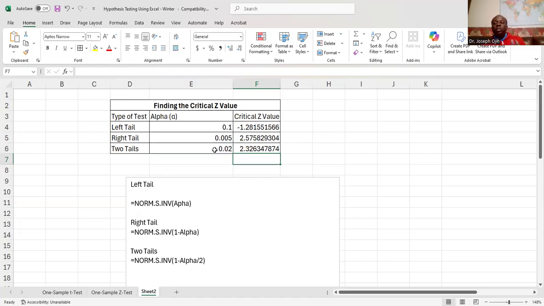So why would we need the critical value? When testing a hypothesis, if your answer is equal to or greater than the critical value, you reject the null hypothesis. Otherwise, you don't reject it.